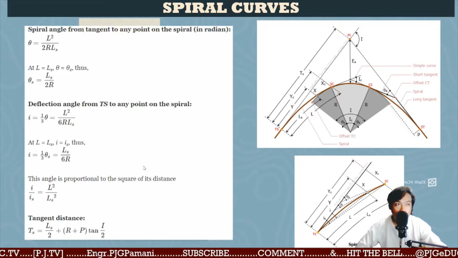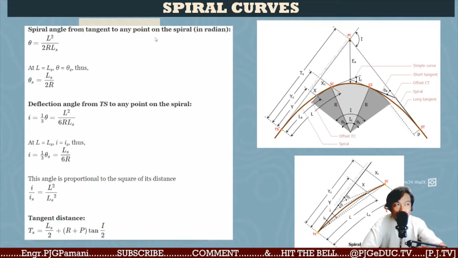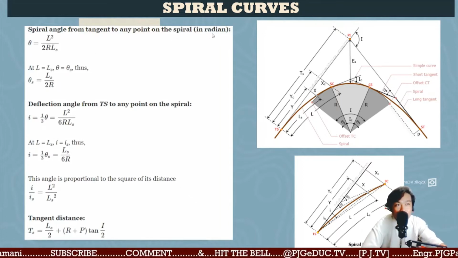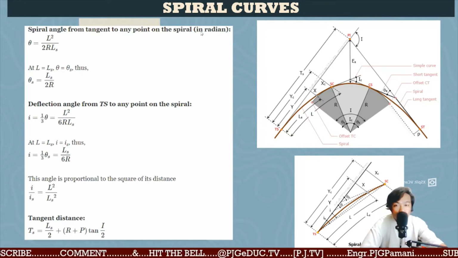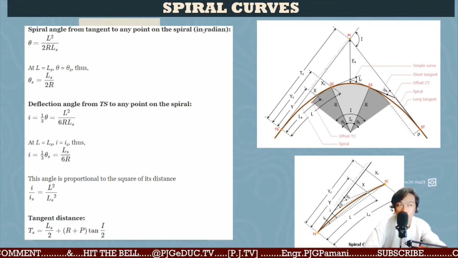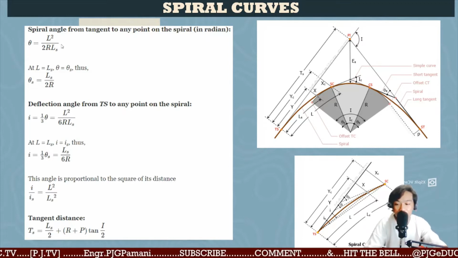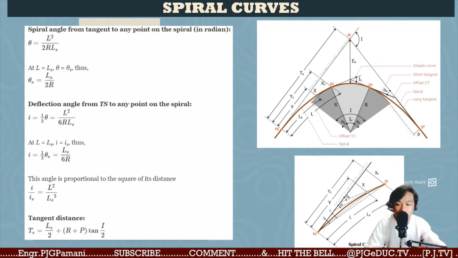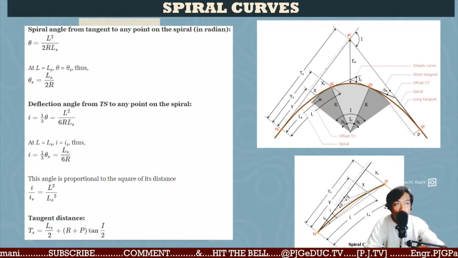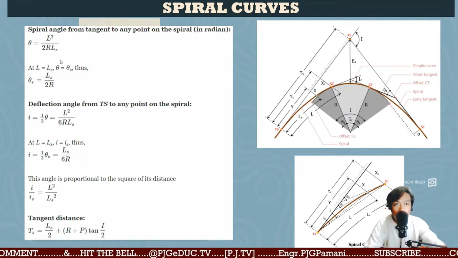Next one, we have the spiral angle from the tangent to any point on the spiral in radian. Note, in radian po ito, kailangan nyo pang i-convert yan sa angle after which. So if you're going to convert that into angle, anong gagawin natin? You'll just have to multiply that with 180 degrees over pi. Okay?